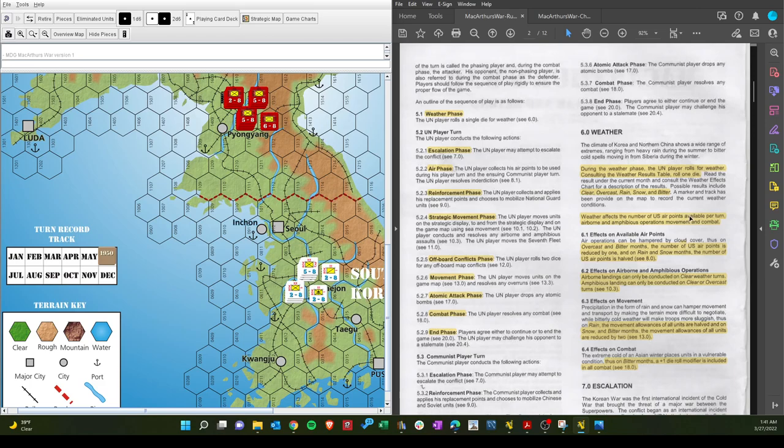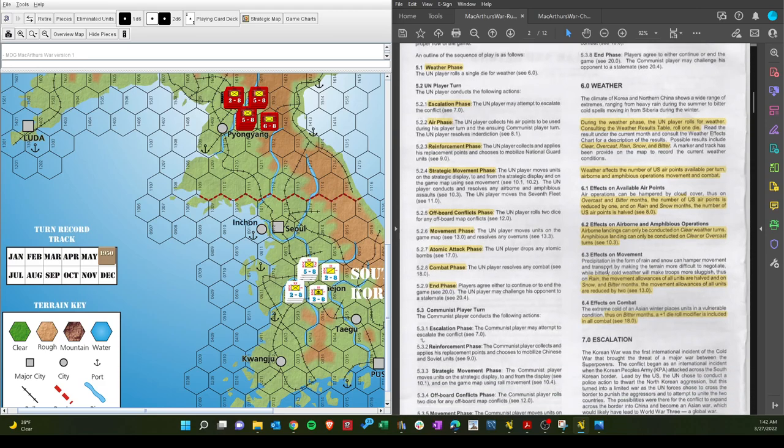Affects air points available, airborne and amphibious operations, movement, and combat. Okay. Air operations are hampered by cloud cover, overcast, and bitter months. U.S. air points are reduced by one. Rain and snow is halved. We'll see there's airborne and amphibious operations we can do. Airborne only on clear turns. Amphibious on clear or overcast.